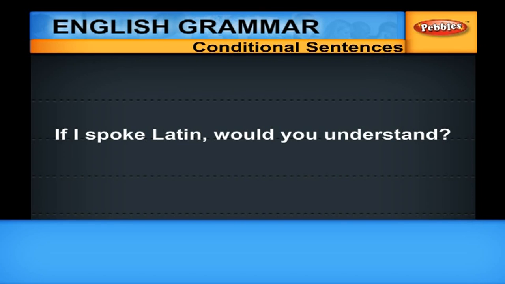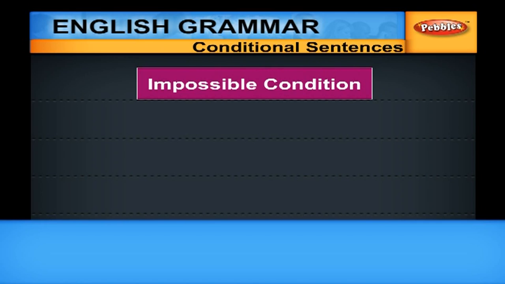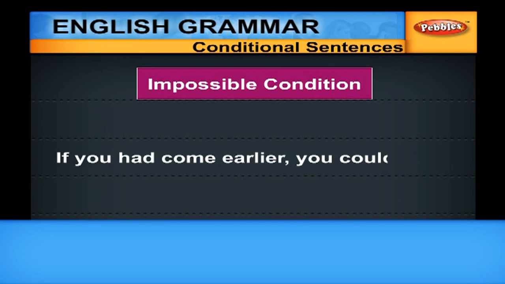Both probable and improbable conditions refer to the future. But there is a third one, what we call impossible condition clause. This condition clause does not refer to the future, but it refers to the past. This is also called unfulfilled conditional clause. If you had come earlier, you could have met the principal. Unfortunately, you did not come, so you didn't meet the principal.